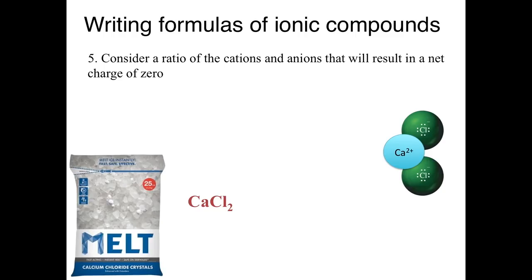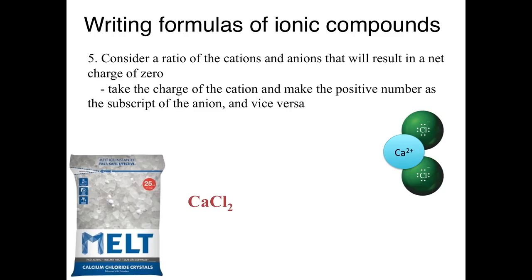Now there is another trick to writing this a little bit more quickly, and that trick is to take the charge of the cation and make the positive number the subscript of the anion, and then vice versa. So what do I mean by this? Again, we know that calcium is 2 plus and chloride is minus 1. So you take that charge of 2 and put it simply as a subscript of chloride, and if you take that minus 1 and put it as a subscript for calcium, you should get Ca1 and Cl2. Again, getting rid of that 1, we come to our same conclusion that the formula is CaCl2.